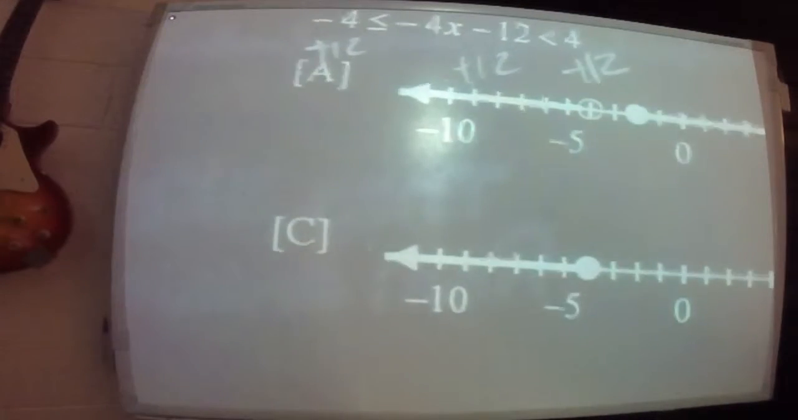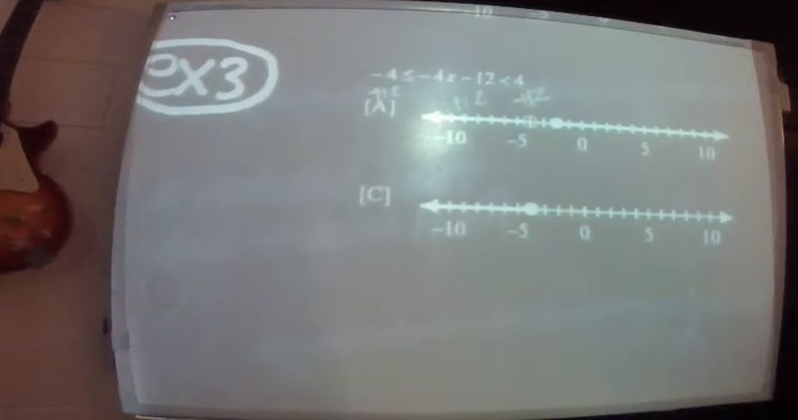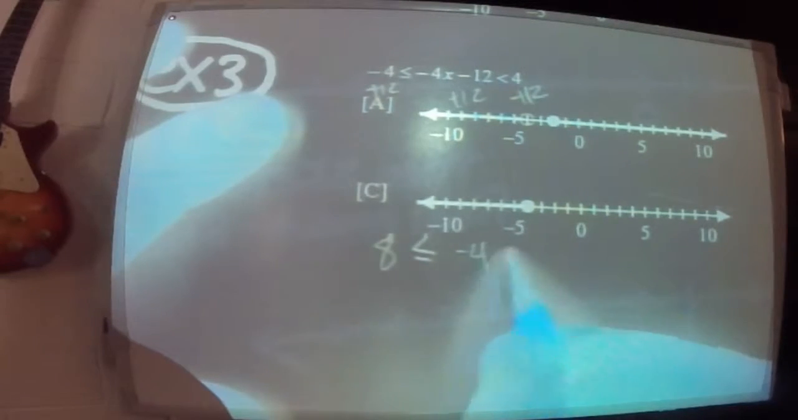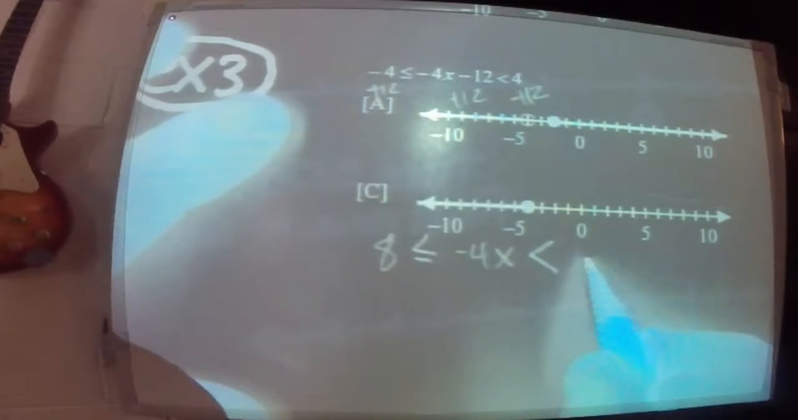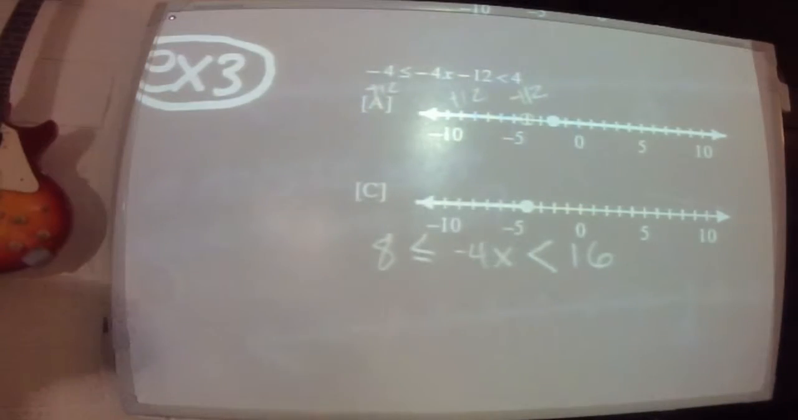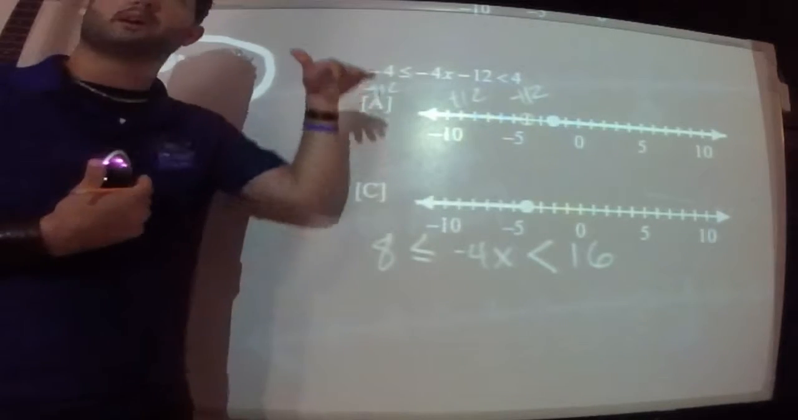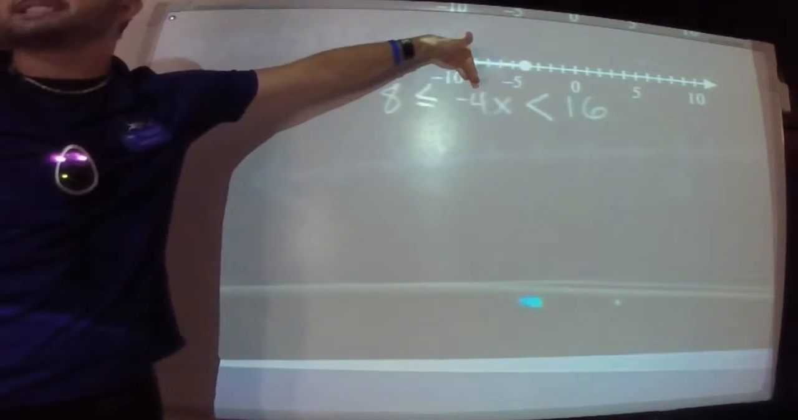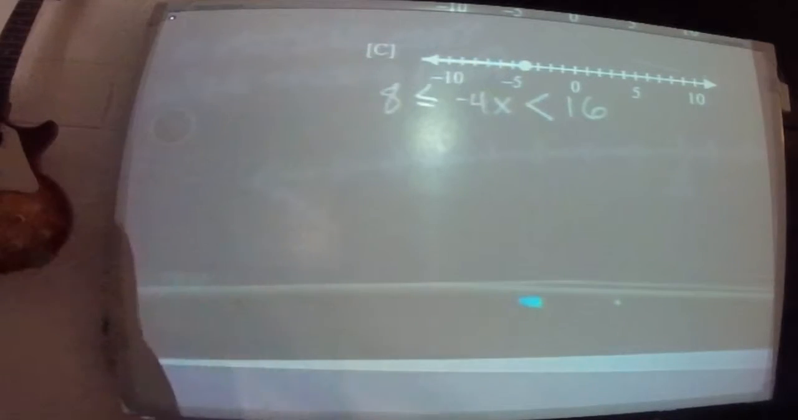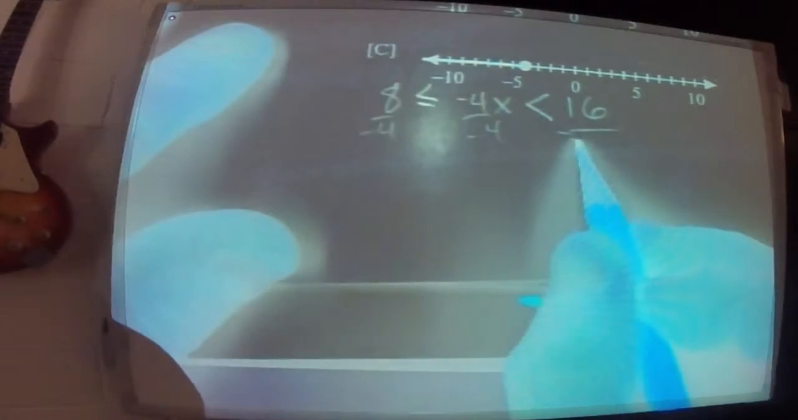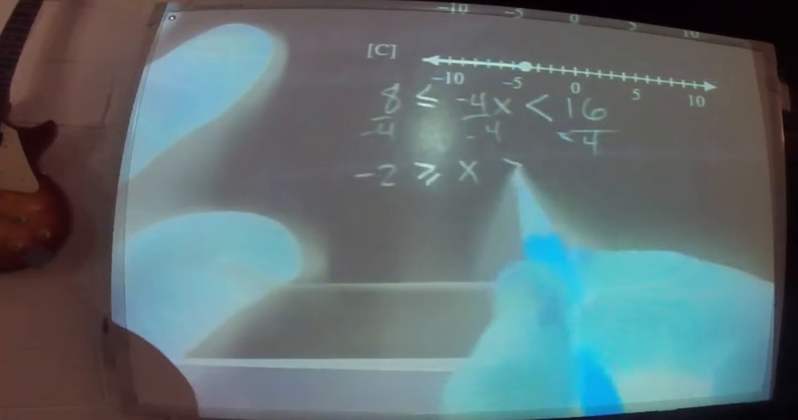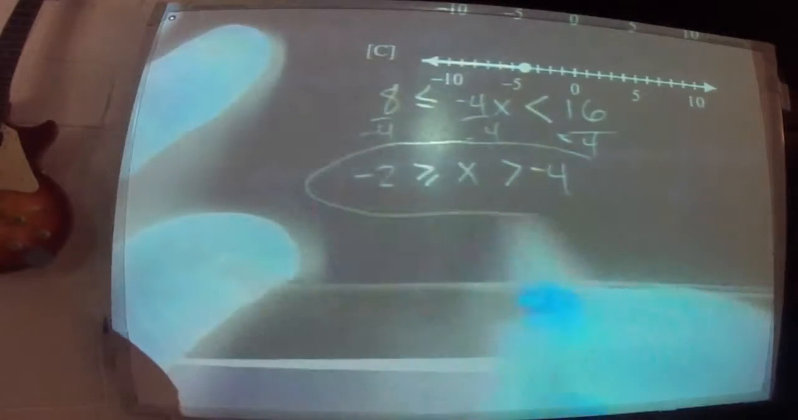Okay, negative 4, I'm going to come down below these answers. Negative 4 plus 12 is 8, less than or equal to negative 4x is less than 16. At this point, I want to divide my coefficient off of the x, so I need to divide all three sides by what? Negative 4, which is going to cause a lot of sign flips here. So it'll be negative 2. Negative 2 greater than or equal to x is greater than negative 4.